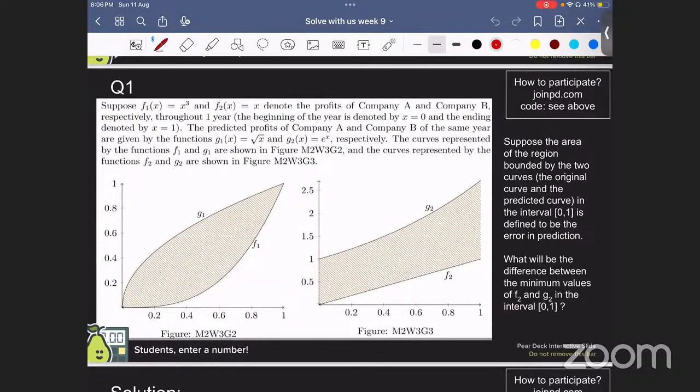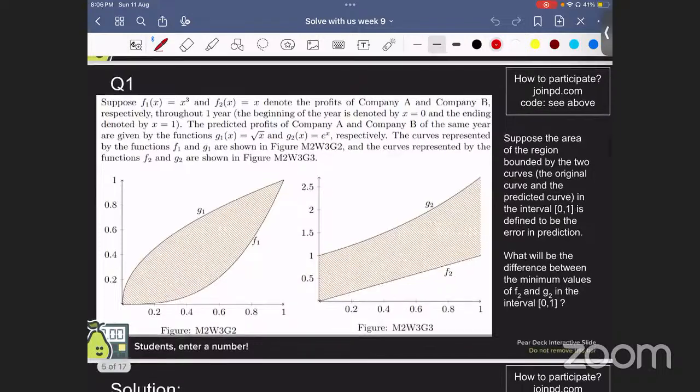Profit has been denoted by the functions x cube and x throughout the year. The beginning of the year is denoted by x equals 0, and the ending of the year is x equals 1. So basically, it starts with x equals 0 and ends with x equals 1, and in between you have the months. In a year, you have 12 months, right? This is how it has been denoted.